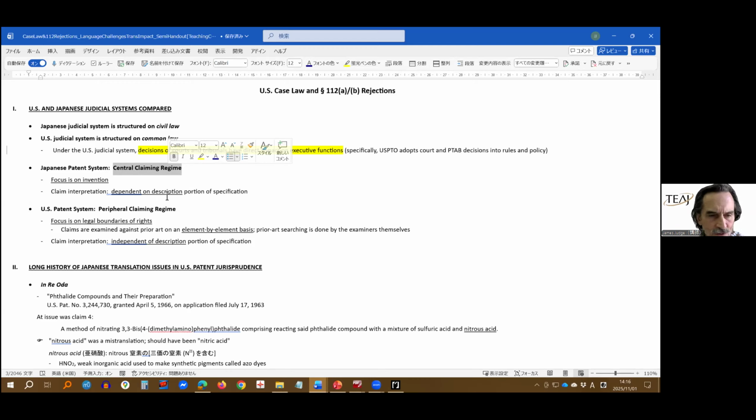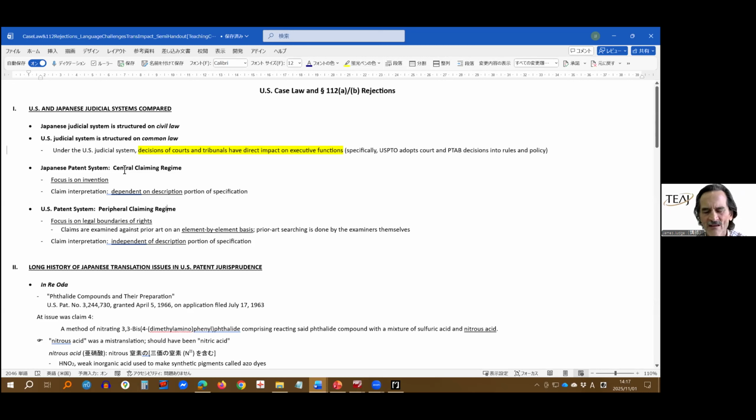And so I've made this point before that the US is peripheral, and this has a huge impact on how patent applications are examined and how examiners write their rejections. And I still think it's the source of a lot of misunderstanding between Japanese patent attorneys and U.S. patent examiners. I encounter this every day in my job.